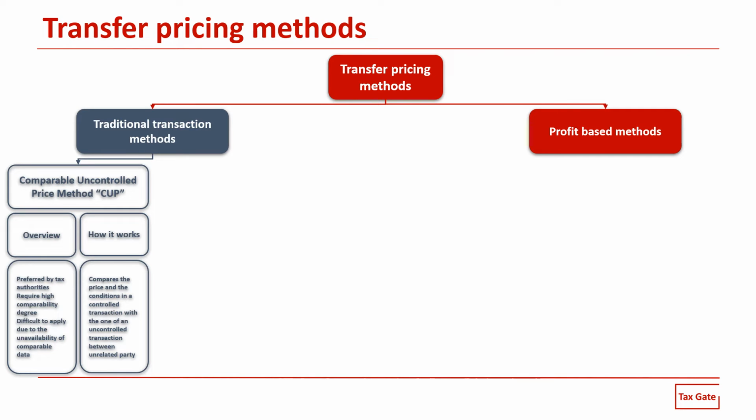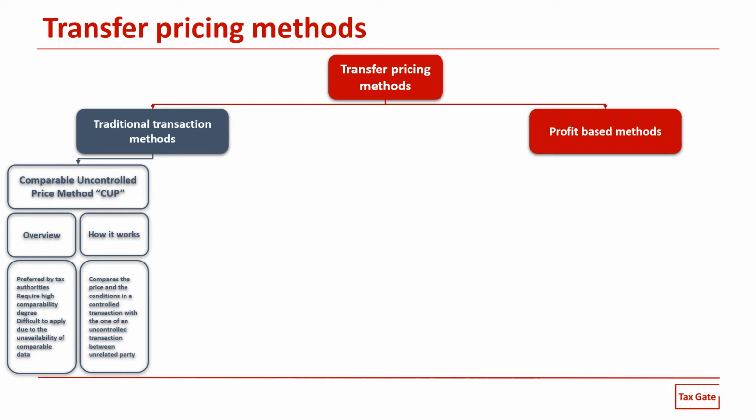And here's the issue: due to the high comparability standards needed in applying the CUP method, it is usually a challenge to identify a transaction that is appropriately comparable to the controlled transaction due to the unavailability of the relevant comparable data. Also, it is worth quickly highlighting that the CUP method can be applied in 2 ways.